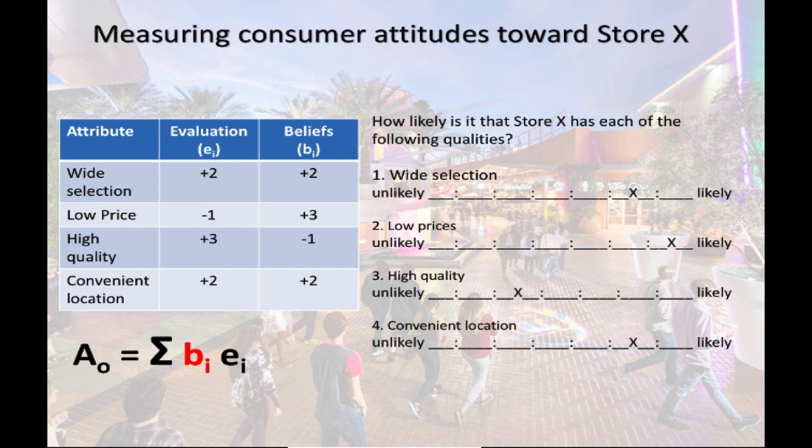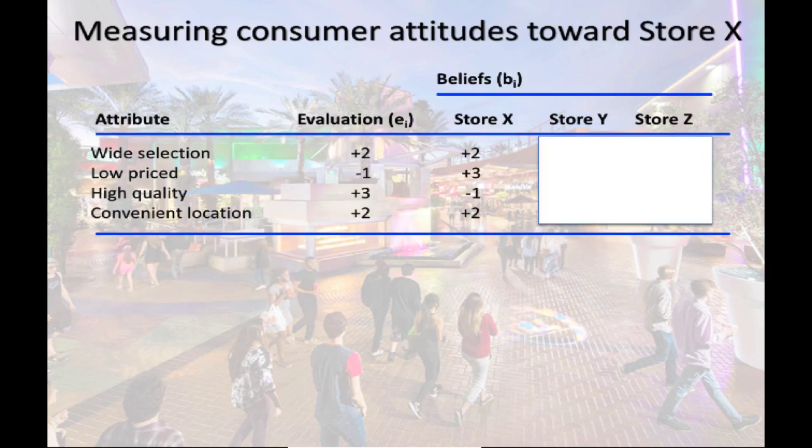This slide summarizes the information that we've obtained from the little survey that consumers filled out. And so here we have the list of attributes. This is the evaluation. So this could be the average evaluation across, let's say, 10 people who filled out the survey. And this would be the belief strength, the likelihood that this store has this particular attribute.